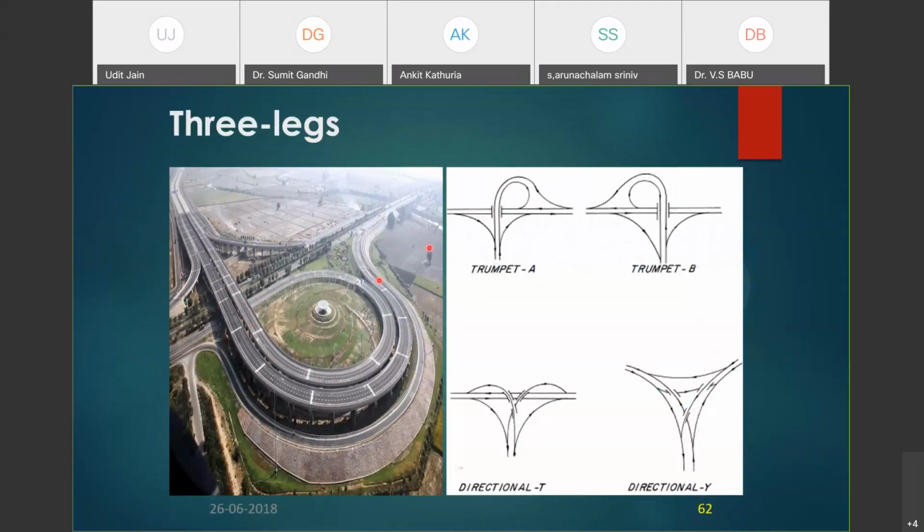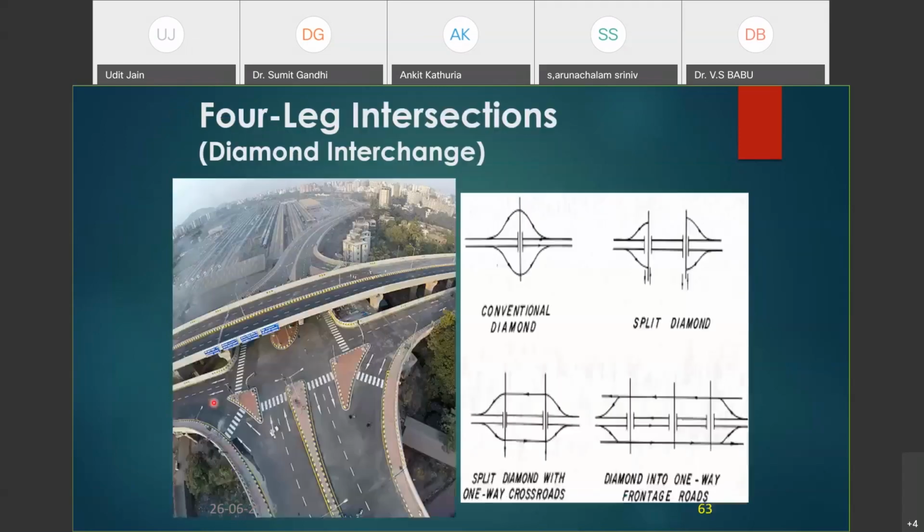The trumpet itself can be of 12 to 15 types depending upon which part of the road you elevate and which part of the road you keep at grade, whether it will be a left turning trumpet or a right turning trumpet. So there is again a lot of classification among trumpets and grade separated interchanges itself.